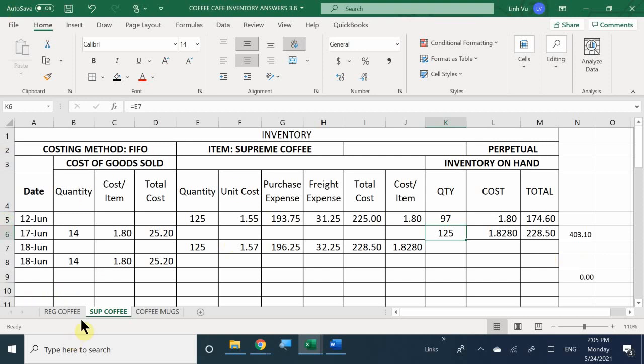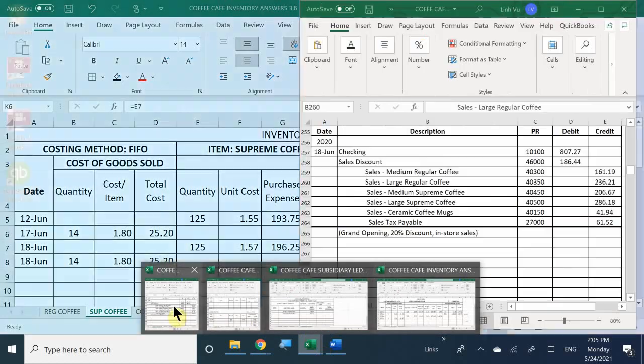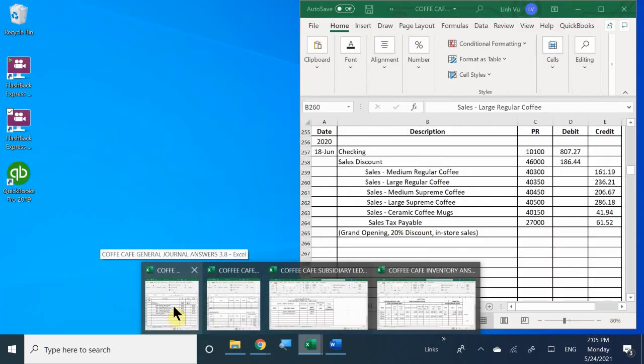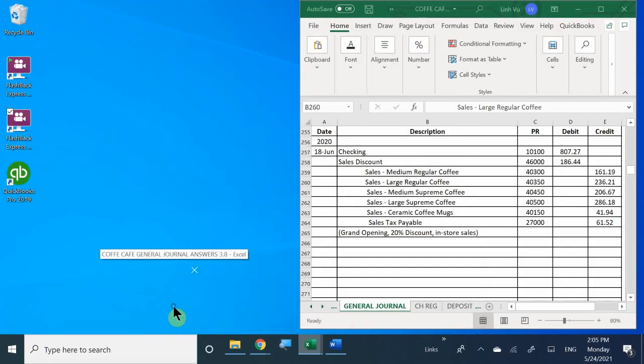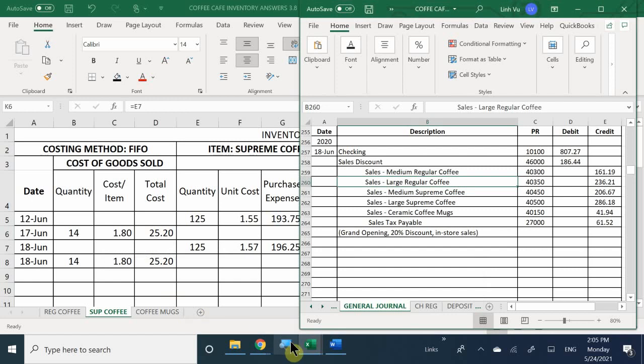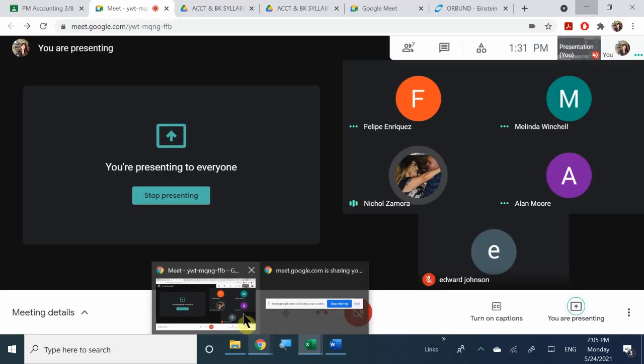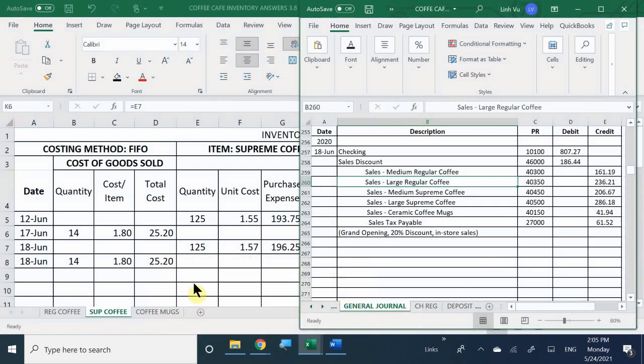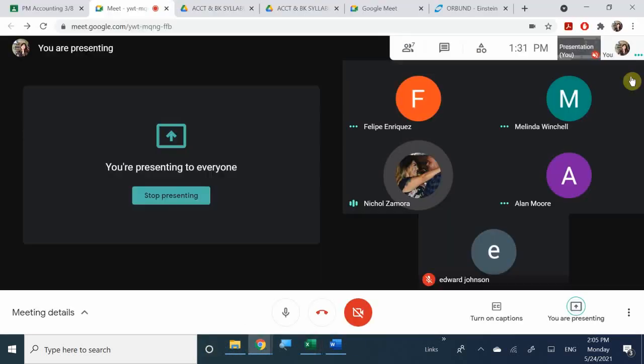So how do we journalize it to reflect in our books? We go to the cost of goods sold. I'm getting there. We're going to start with regular.